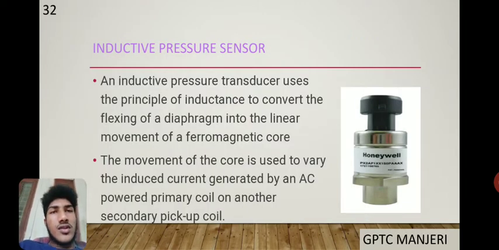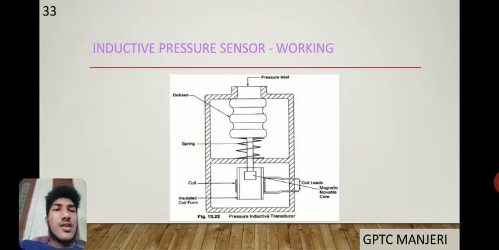Next we are going to discuss the inductive pressure sensor. An inductive pressure transducer uses the principle of inductance to convert the flexing of a diaphragm into the linear movement of a ferromagnetic core. This is the working diagram of the inductive pressure sensor.